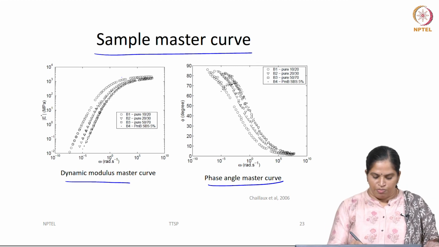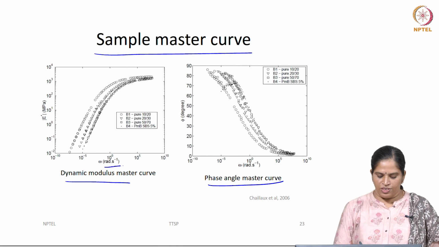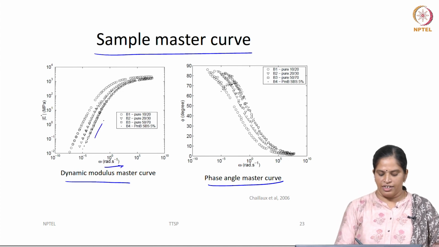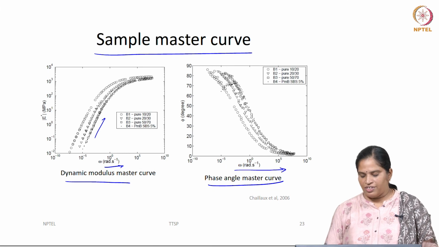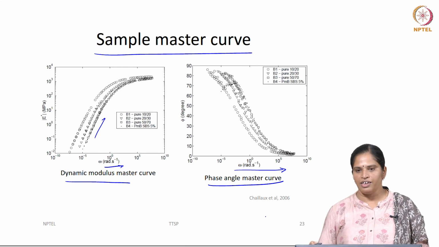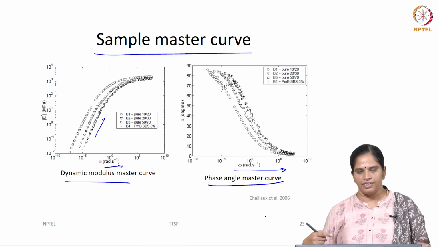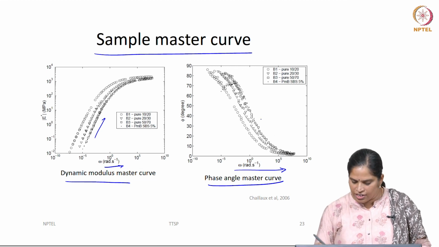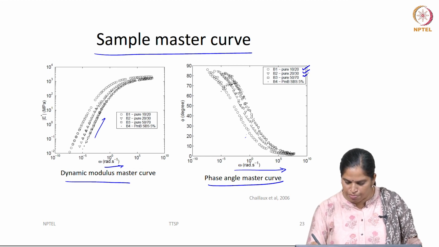For a different bitumen, you can see the dynamic modulus varying smoothly. As the frequency increases, there is an increase in the dynamic modulus value. Here again, as the frequency increases, at high frequency the material will become more elastic-like. So, we expect the phase angle to decrease as the frequency increases. That is what is happening in the bitumen B1 sample, B2 sample and B3 sample.